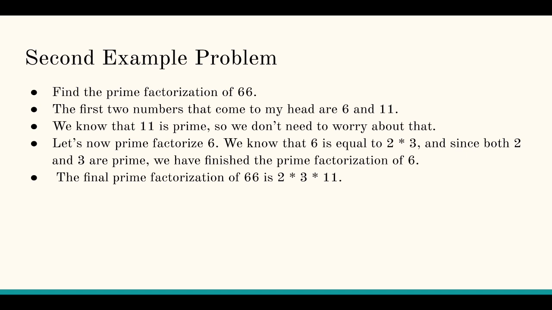Find the prime factorization of 66. The first two numbers that come to my head are 6 and 11. We know that 11 is prime, so we don't need to worry about that. Let's now prime factorize 6. We know that 6 is equal to 2 times 3, and since both 2 and 3 are prime, we have finished the prime factorization of 6. Now let's put everything together. The final prime factorization of 66 is 2 times 3 times 11.